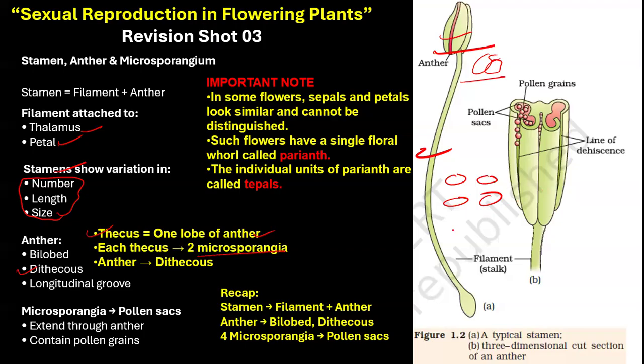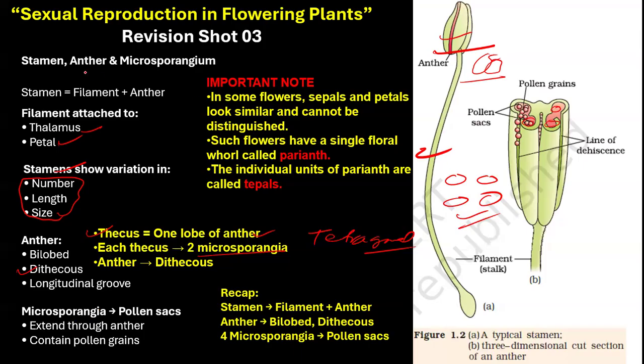The anther appears four-sided. That's why it's also called tetragonal. Remember this term, tetragonal. Each anther contains four microsporangia located at the corners, two in each lobe, as I have shown you here. So you have one microsporangium here, another here, another here. So four microsporangia. And these microsporangia further develop into pollen sacs. They extend through the length of the anther and are packed with pollen grains.